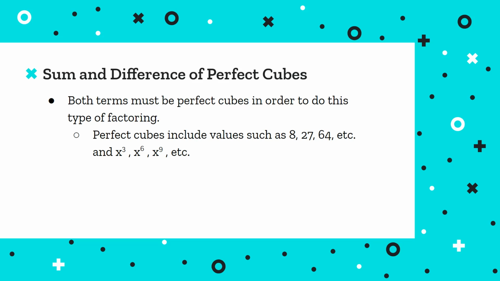Now let's discuss the sum and difference of perfect cubes. In order to use this type of factoring, both terms must be perfect cubes. Perfect cubes include values such as 8, 27, 64, etc., and x cubed, x to the 6th, x to the 9th, and so on and so forth.